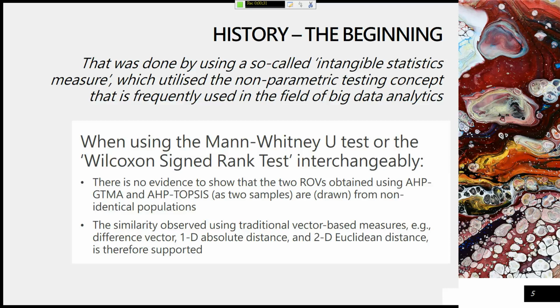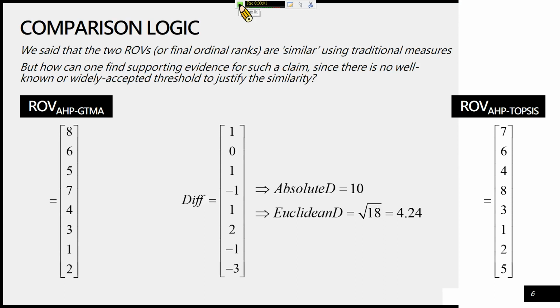This gives supporting evidence for the similarity that is observed between the results of the two models using traditional measures. The reason behind finding the supporting evidence was that there is no well-known or widely accepted threshold to justify the observed similarity after the use of those traditional measures. We can compare these comparison logics.